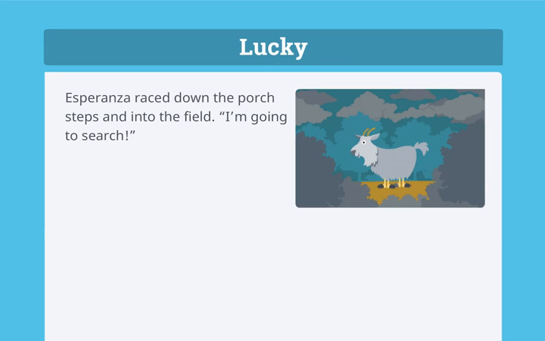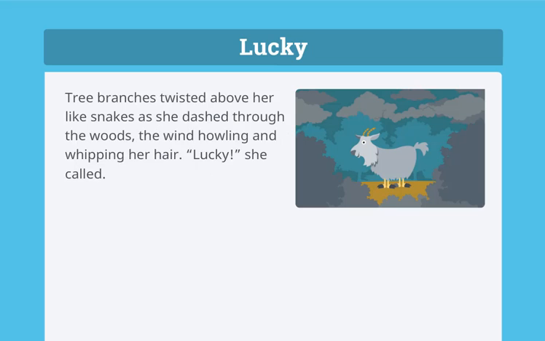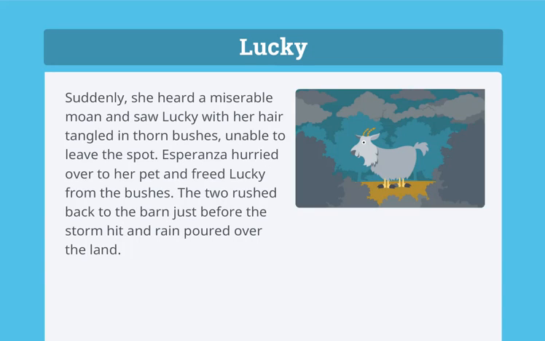Esperanza raced down the porch steps and into the field. "I'm going to search." 10 minutes and avoid the arroyo, Mateo instructed her, and Esperanza nodded, well aware that the dry creek bed was dangerous when a storm was in the area. Tree branches twisted above her like snakes as she dashed through the woods, the wind howling and whipping her hair. "Lucky!" she called. Suddenly, she heard a miserable moan and saw Lucky with her hair tangled in thorn bushes, unable to leave the spot. Esperanza hurried over to her pet and freed Lucky from the bushes. The two rushed back to the barn just before the storm hit and rain poured over the land.